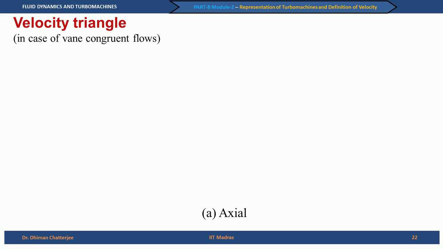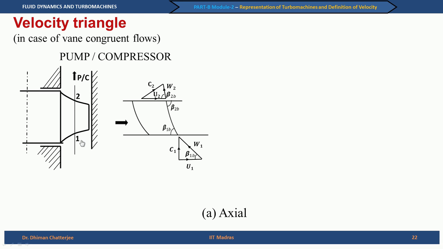We will start with axial flow turbomachine. So, first we talk about pumps and compressors, and as we have shown earlier, this is an axial flow machine. You can see that the line joining 1 to 2 is parallel to the axis, and the flow in case of pump or compressor is from bottom to top.